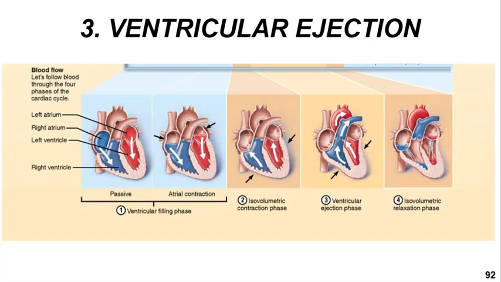So during the third phase of the cardiac cycle, which is the ventricular ejection phase, the ventricular pressure has climbed high enough to exceed the pressure in the pulmonary trunk and the pressure in the aorta, which is going to force the semilunar valves open. And during this phase, blood from the ventricles will be pushed into either the pulmonary trunk or the aorta.